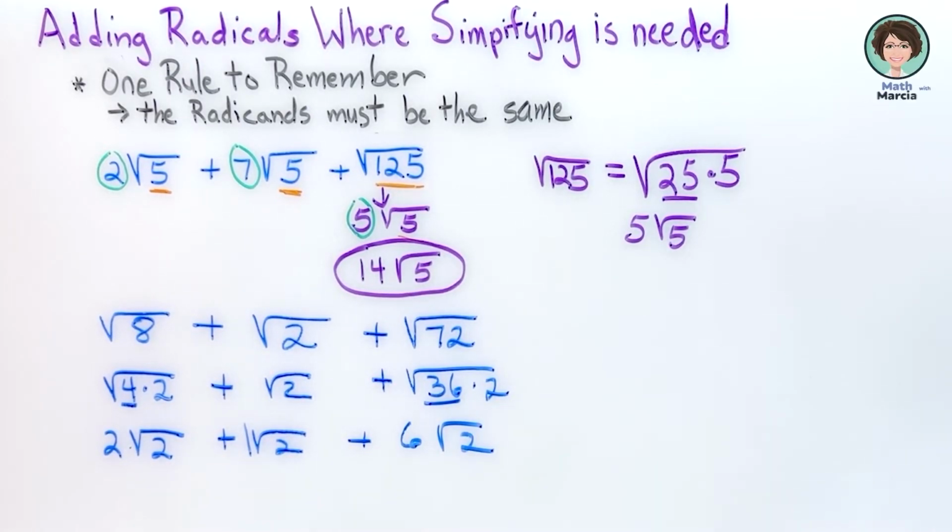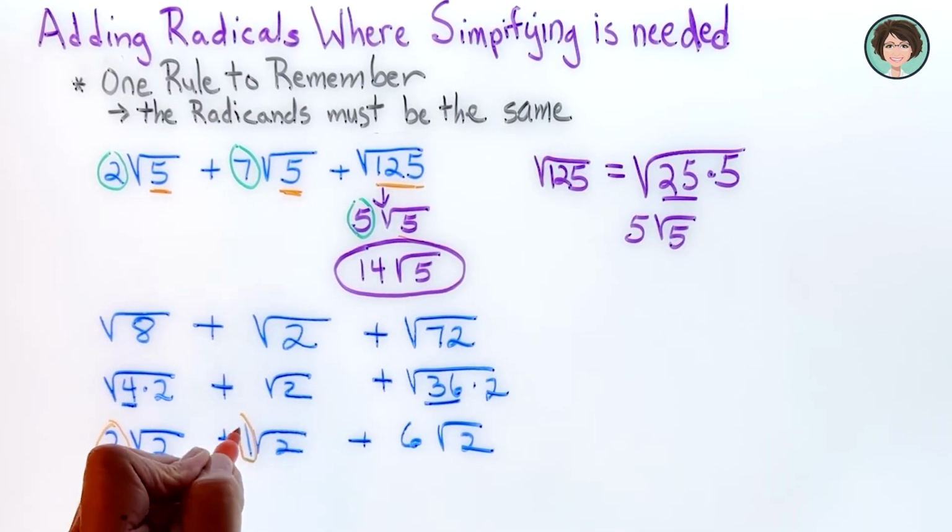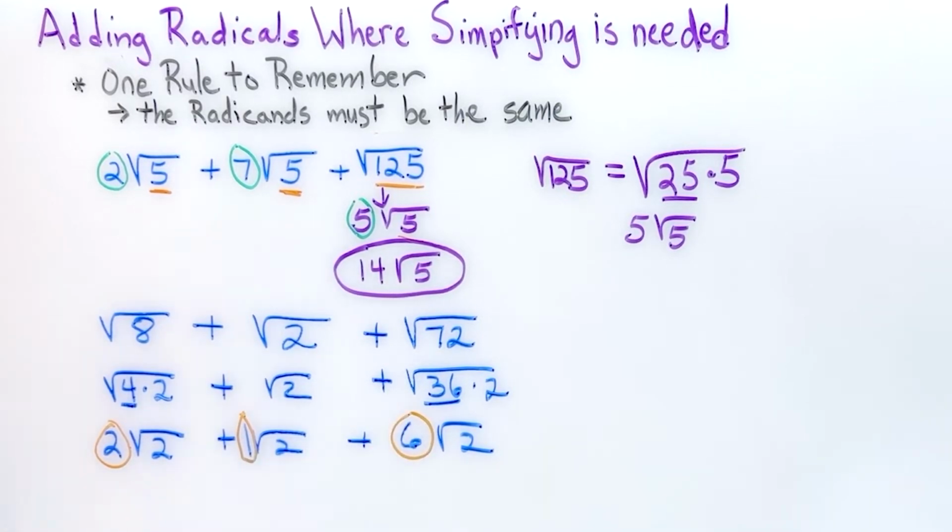So when we're doing this, remember, you're just adding the coefficients and the radicand just stays the same, kind of like with fractions. You add the numerators, the denominators stay the same. So 2 plus 1 is 3, plus 6 is 9 square roots of 2.